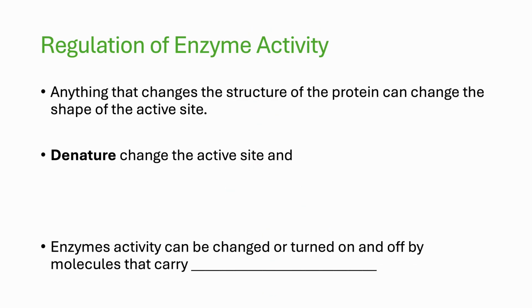Now, there are some things that affect enzyme activity. Anything that changes the structure of a protein can change the shape of the active site. So think about it. If the lock on your house gets melted by a fire, your key's no longer going to open it. The same thing happens with an enzyme. If it changes shape, it will not work. This changing of shape is called denaturing. So the enzyme is denatured. A denatured enzyme has a changed active site, which causes the enzyme not to work.